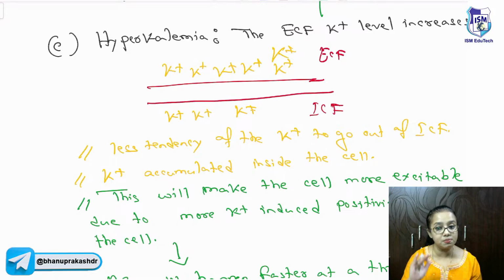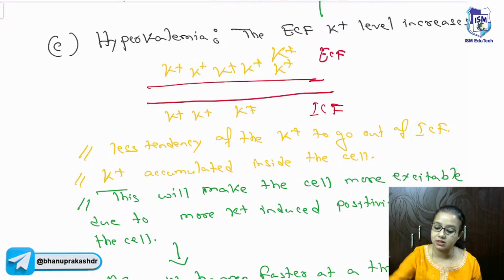Now, since in hyperkalemia the potassium is more in the ECF, there is no gradient. There is no inequality in the concentration. The ICF does not have more than the ECF, because hyperkalemia means more potassium in the ECF. So whatever potassium is present in the ICF, inside the cell, will stay inside the cell. It will not leave the cell. So the potassium will cause more positivity.